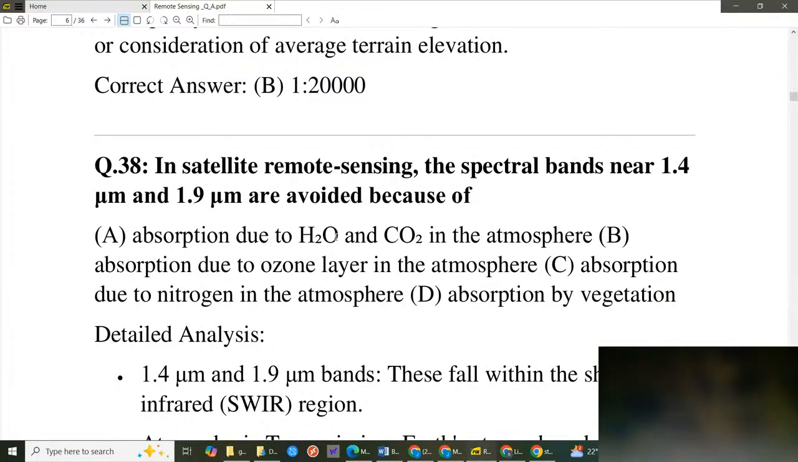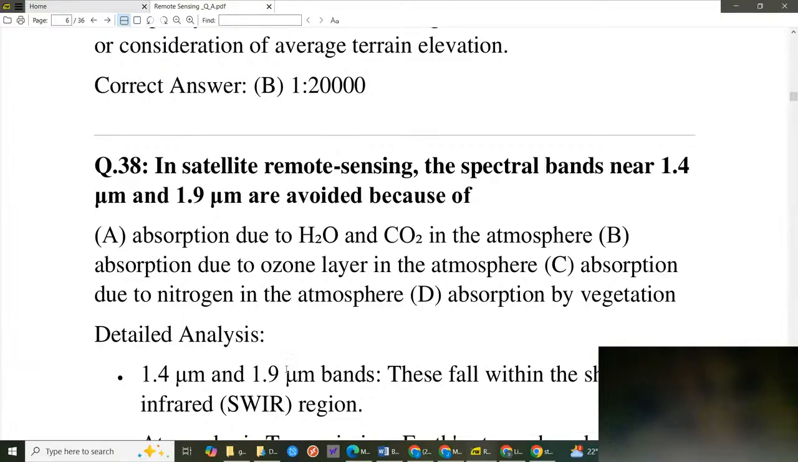The next question: in satellite remote sensing, the spectral bands near 1.4 micrometer and 1.9 micrometer are avoided because of which reason? The options are: absorption due to H2O and CO2 in the atmosphere, absorption due to the ozone layer in the atmosphere, absorption due to nitrogen in the atmosphere, and absorption by vegetation.